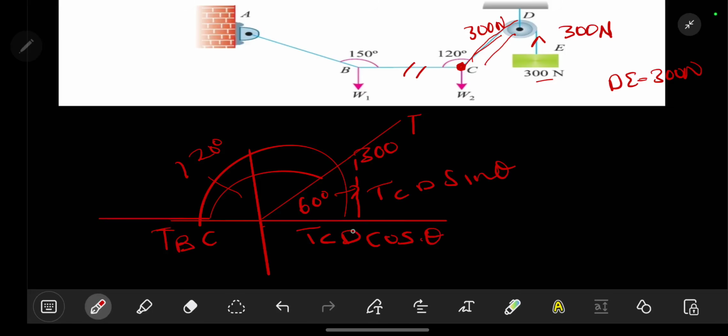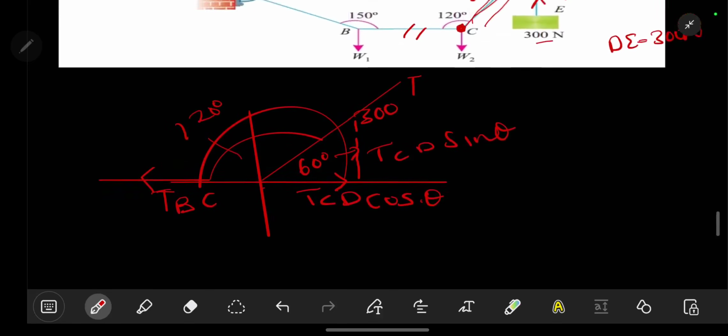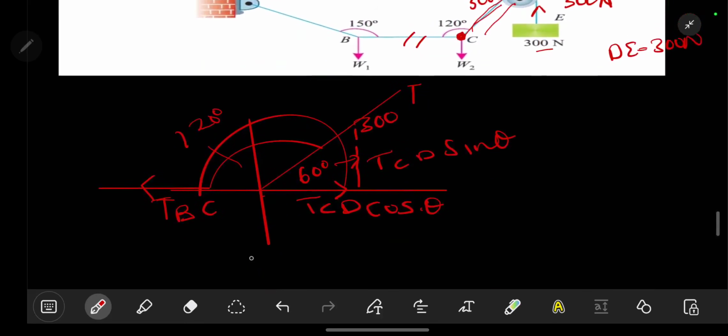As you can see, CD is acting in this direction, BC is acting in the other direction. If you want, you can just say CB, so CB is even better. So what else do we have? We have the weight number 2.